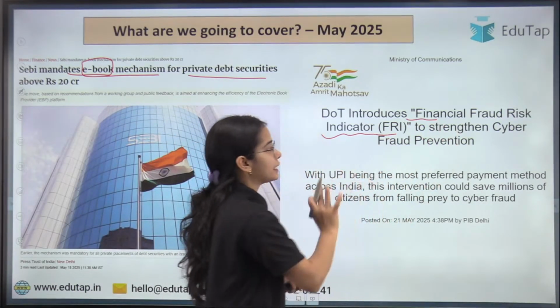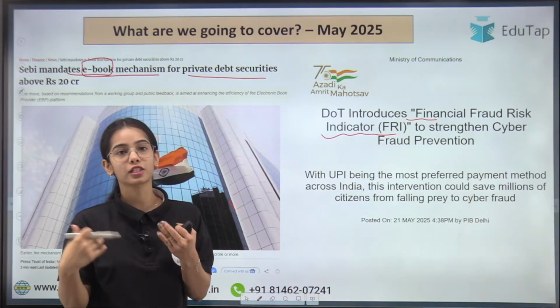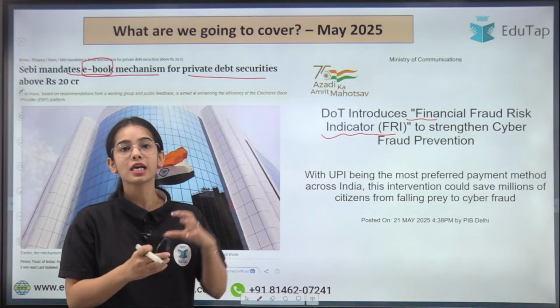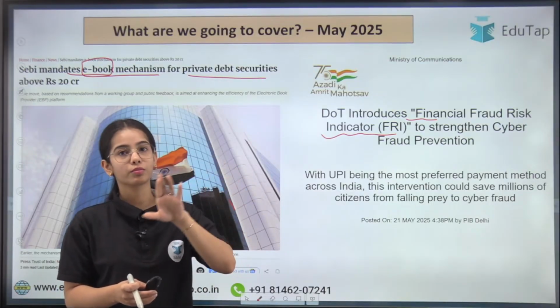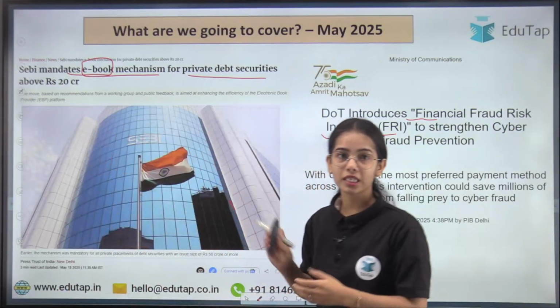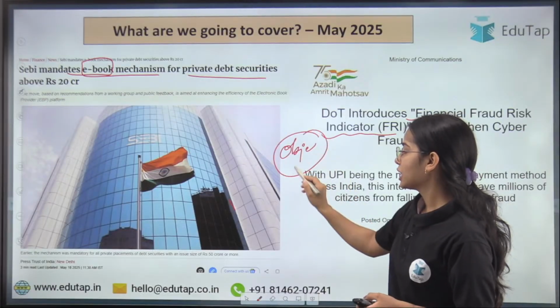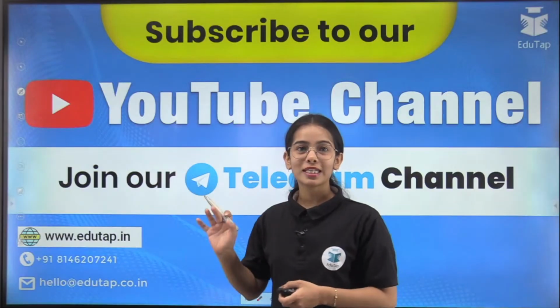the Financial Fraud Risk Indicator. And let me tell you that with the MuleHunter.ai that is launched by the Reserve Bank of India, there is a lot of focus that is given to the cyber frauds. There is a lot of focus that is going towards the financial frauds. So this news article becomes very important, okay? And both these news articles are very important from your objective point of view of the examination. So these two news articles we are going to discuss in today's session. Okay, so let's start with the session.